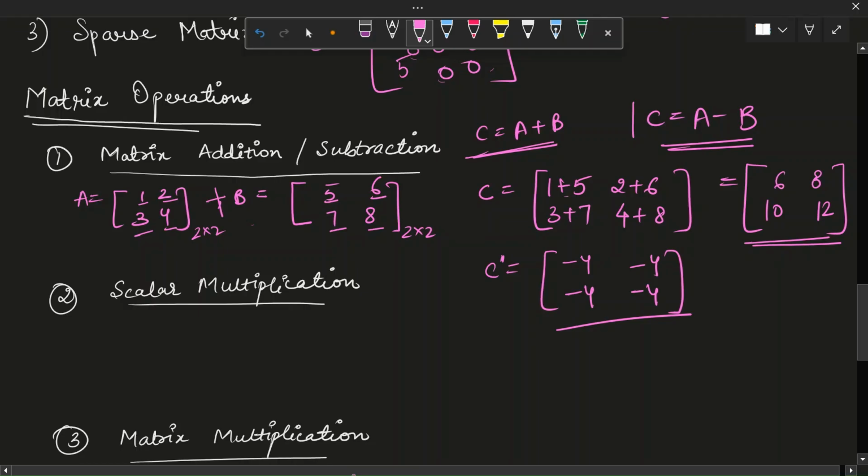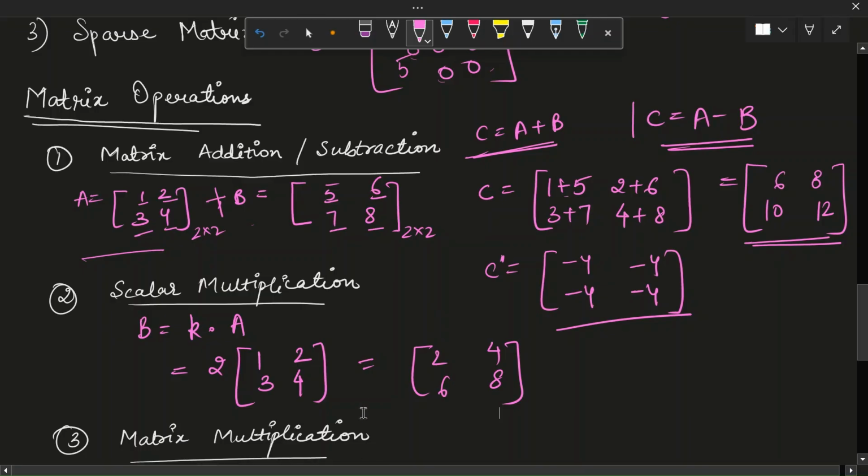Then we have scalar multiplication. Simply, it is, let's say, like this. And we will take A to be the same matrix. And here the value of K would be 2. So the scalar quantity will be multiplied with each element of the matrix. So the result would be 2, 4, 6 and 8.